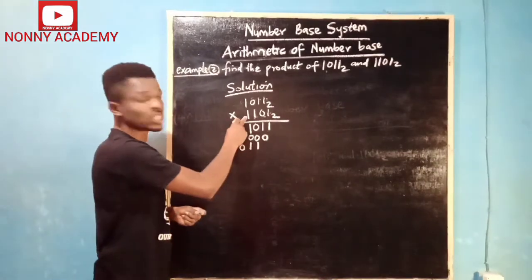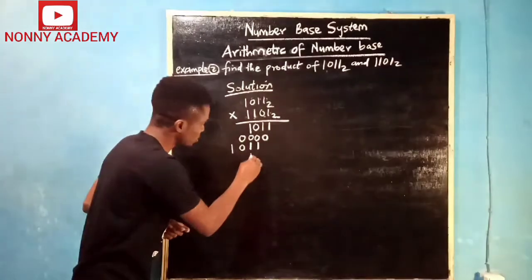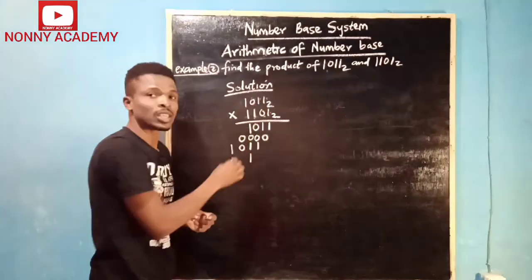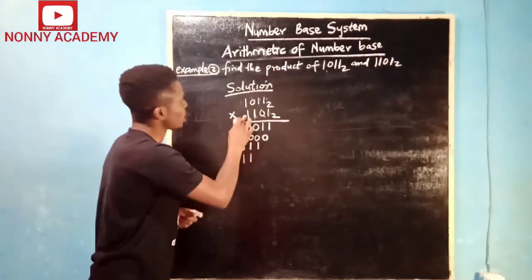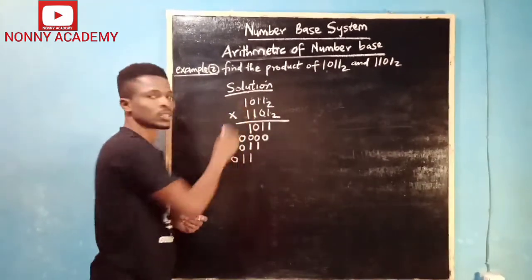Then I will use 1, which is the last one, to multiply again. 1 times 1 is 1. 1 times 1 is 1. 1 times 0 is 0. 1 times 1 is 1.